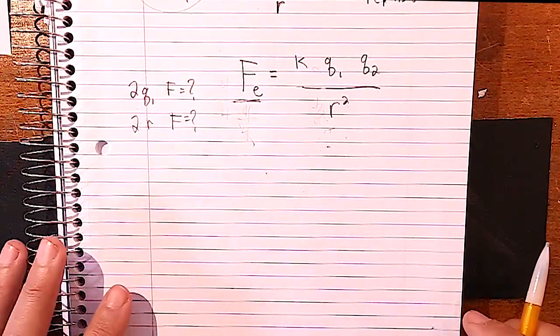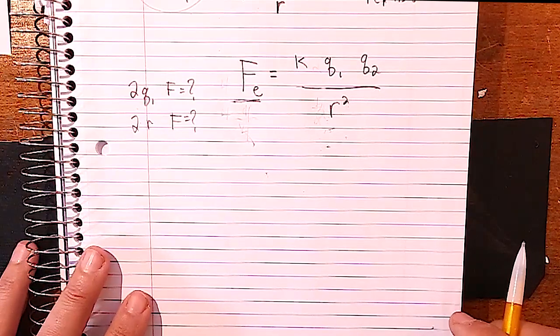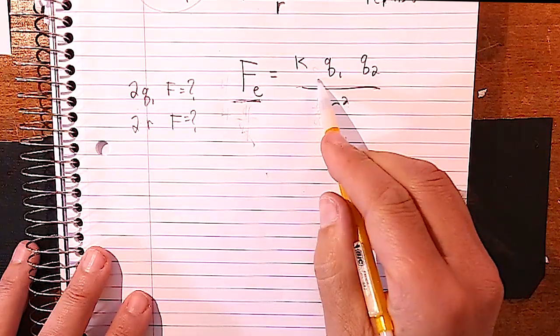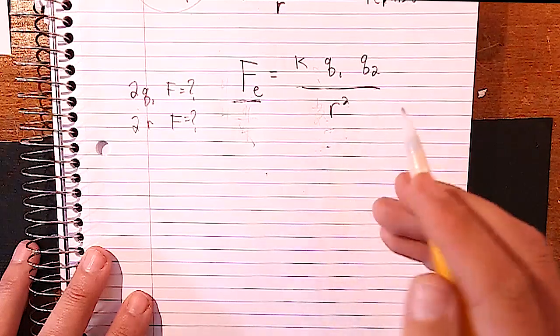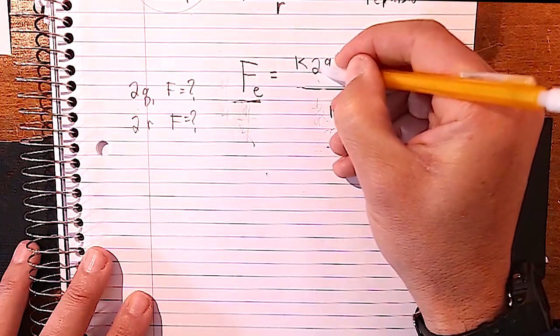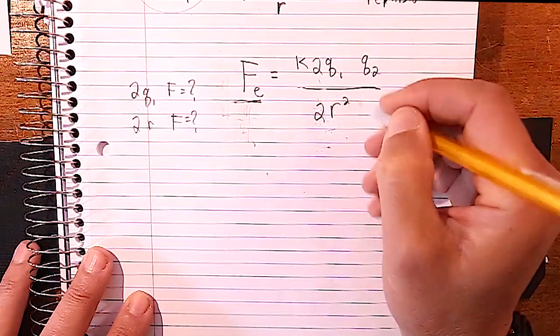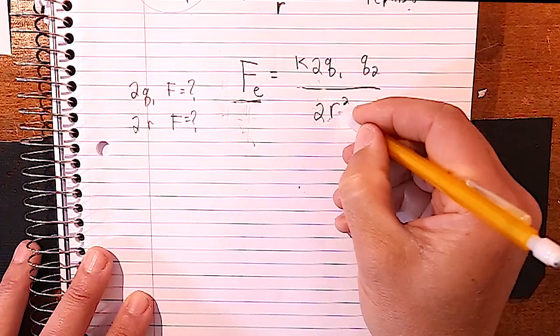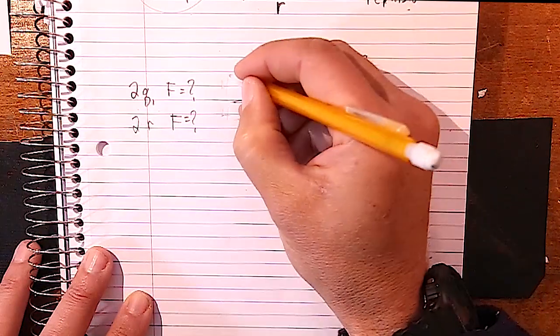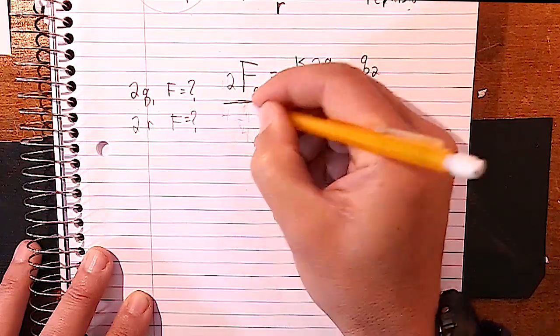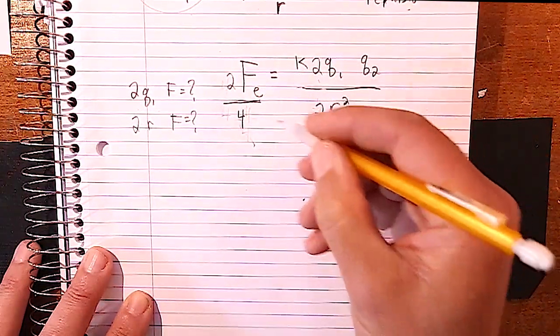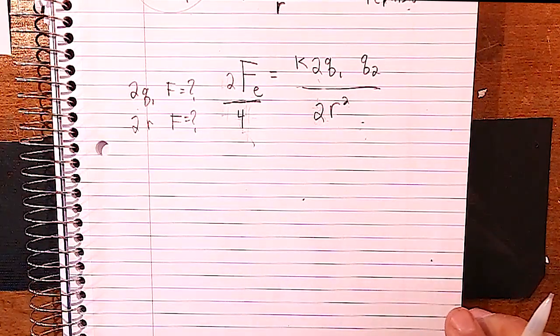And we'll do one last example. What if we double charge 1 and double the radius? Well, doubling charge 1 is going to make the force go up, but doubling the radius is going to make the force go down. But remember that this is squared, so we have a 2 in the top and we have a 4 in the bottom, so the force will be decreased by a half.